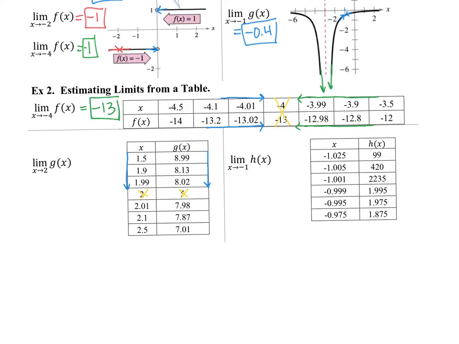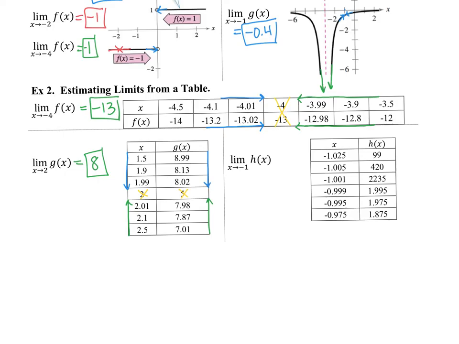Okay, let me check in the other direction. The 2.5, 2.1, I'm still approaching 2, but from the positive direction. And the y values are getting closer and closer to 8 as well. So it looks like the limit is 8. Okay, and again, I don't care what actually happens at 2. At 2, it actually is 2.5, but I don't care about that.